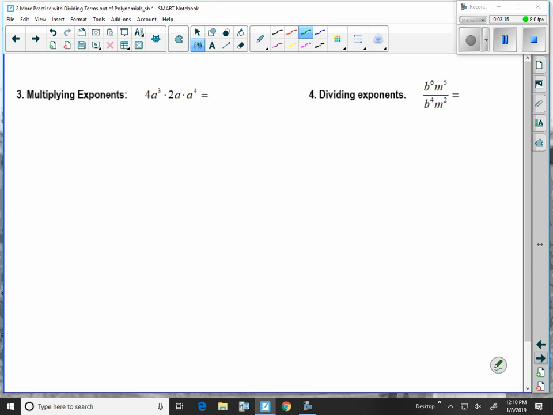All right, number 3, multiply those exponents. This is what we did yesterday. Okay, so first thing, look at your numbers. We have 4 times 2. What's 4 times 2? 8. Okay, and then we only have one base, which is a. What is our new exponent on a? 8. Okay, so we do 3 plus 1, right? Because if we don't see the 1, we assume it. Yep, that would be 8.